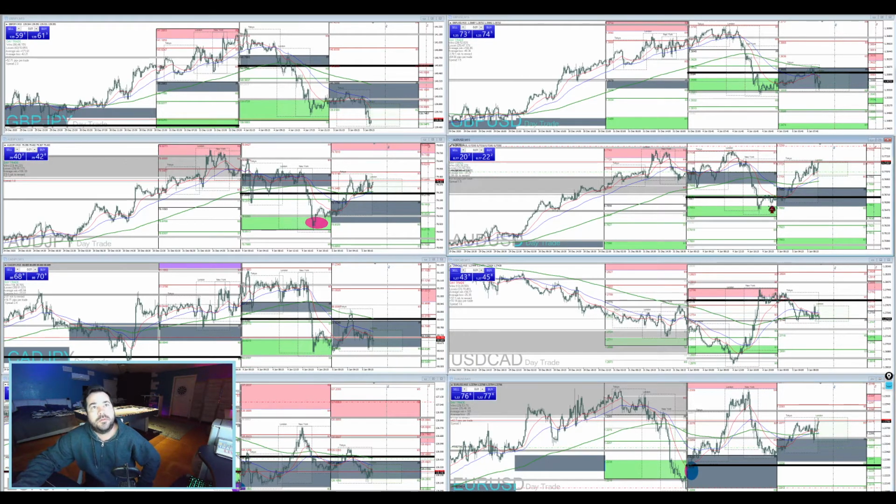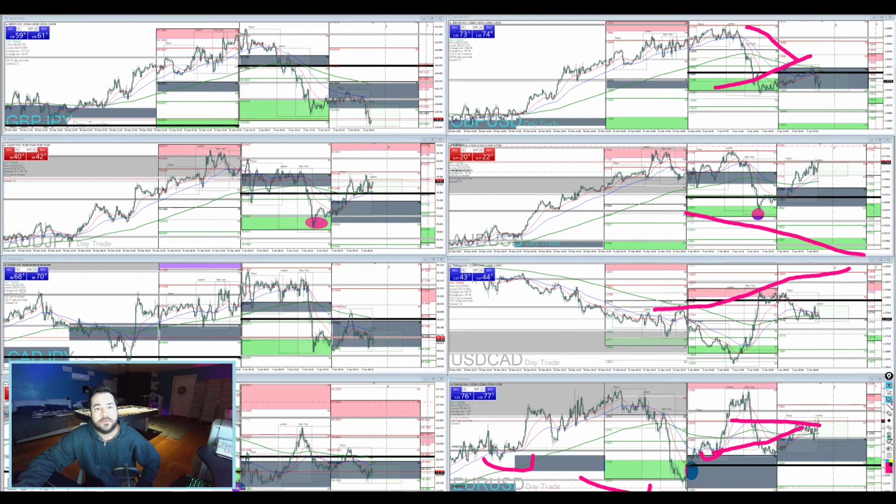And head fake. I can even mark this as an M2. Either way, it works for me. I want to come back down and give me an entry. Well, it's not confirmed, so this is just the setup. This is just the setup right here. I needed to come down, confirm, and give me my entry.